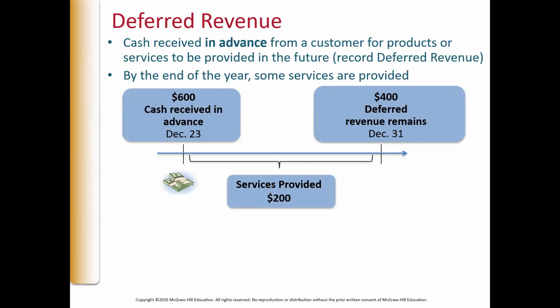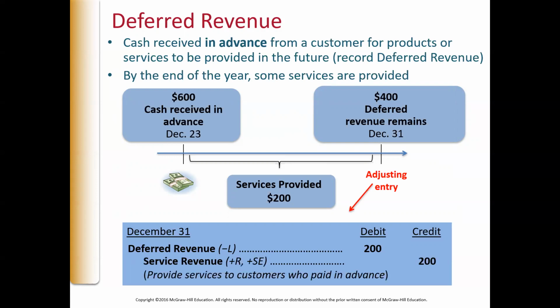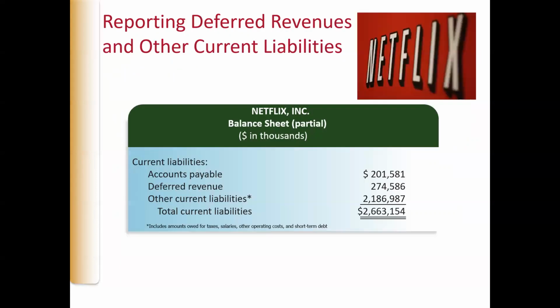If we've provided $200 of those services, then by the end of the month, only $400 is listed as a deferred revenue. Therefore, we would debit the $200 of deferred revenue that we have finally provided the service, and we will credit our service revenue of $200.